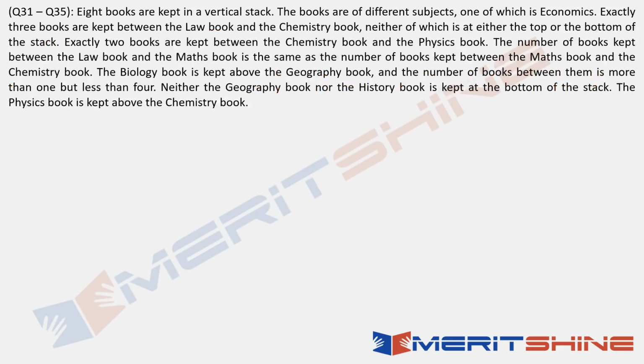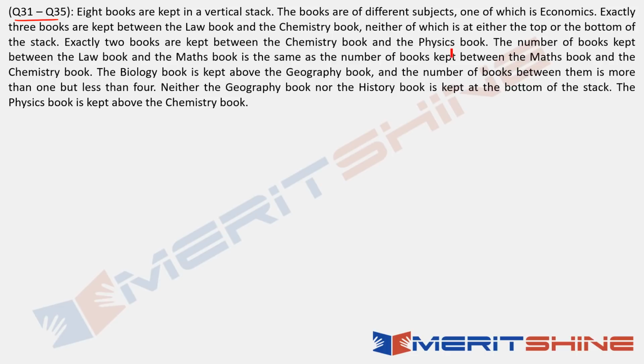Well, let's go to the last puzzle then. Again, it's a simple kind of a puzzle. There's not much here in this one as well. And this is question number 31 to 35. 8 books are kept in a vertical stack. The books are of different subjects, one of which is economics. Simple data, and there's just one variable, subjects only. Exactly 3 books are kept between law and chemistry, neither of which is either at the top or the bottom of the stack.